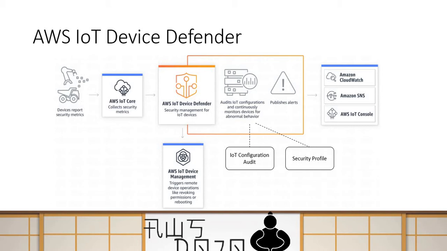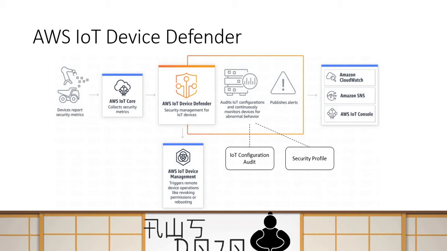And what you can do in IoT Device Defender is create a security profile saying that if any of these metrics show abnormal behavior, then that means the device has been compromised. In that case, you want to throw an alert and either get notified about it or do some kind of remediation action. A simple example is what we are going to do in our scenario today.